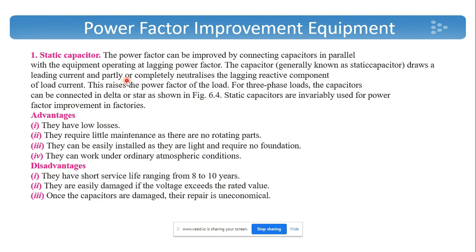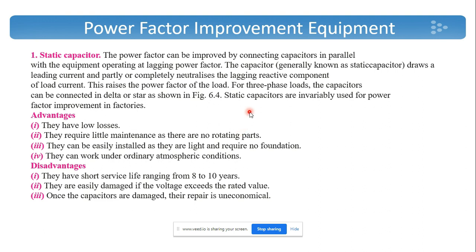Then power factor improvement equipments. First equipment for improving the power factor is static capacitor. The power factor can be improved by connecting the capacitors in parallel. It draws leading current and the loads draw lagging current. So this lagging current can be compensated by leading current provided by the capacitor banks.